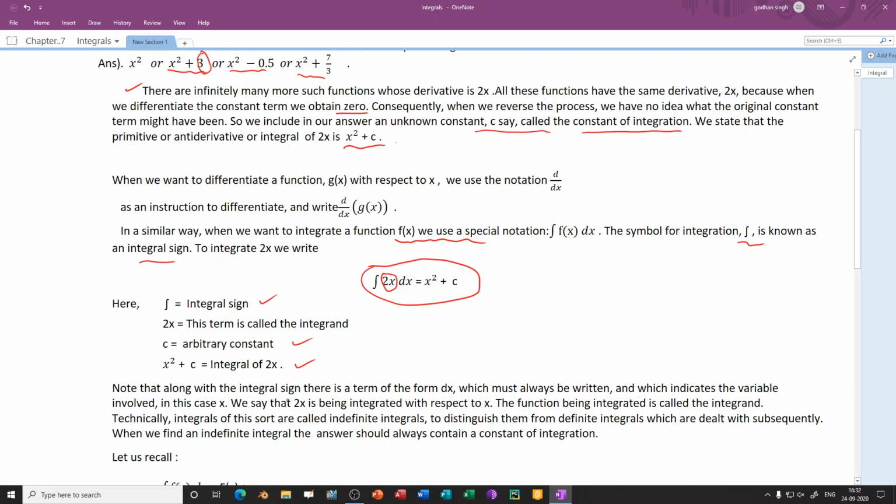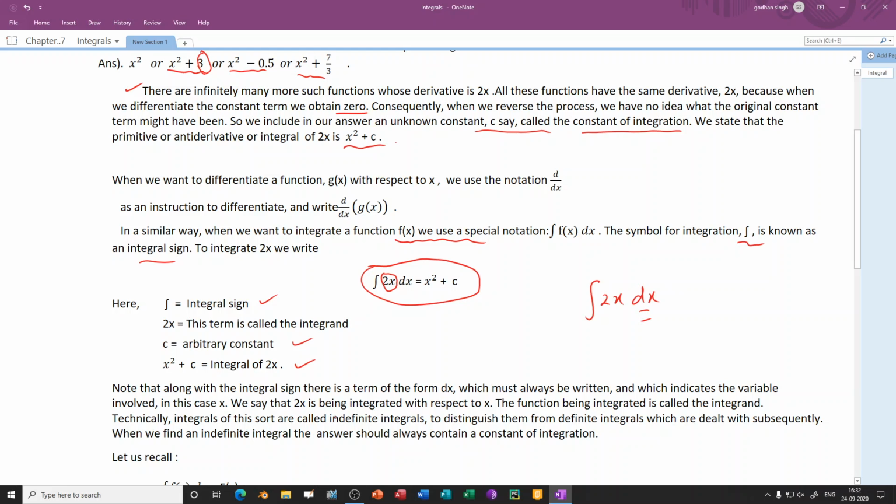Note that along with the integral sign, there is a term of the form dx which must always be written and which indicates the variable involved, in this case x. Sometimes students write only 2x. That is the wrong way of writing, because unless you write dx, we do not indicate that we are integrating this function 2x with respect to x. That is the importance of writing dx. Without writing dx, it has no meaning at all. So it is a must to write this dx.